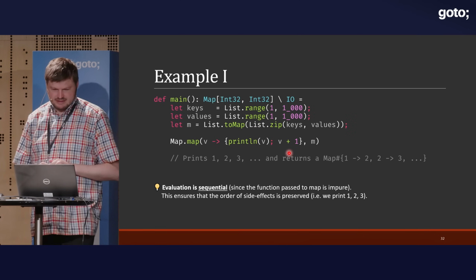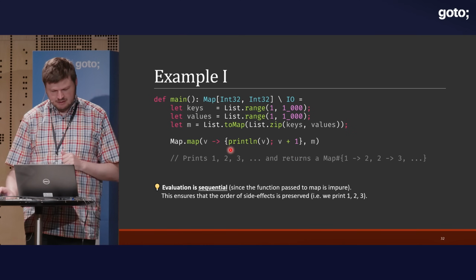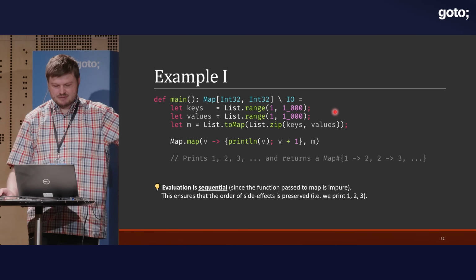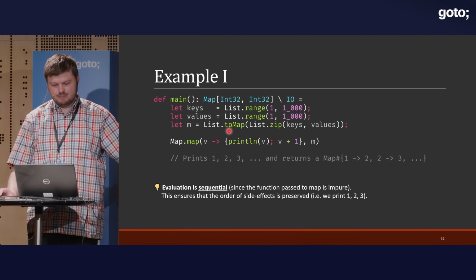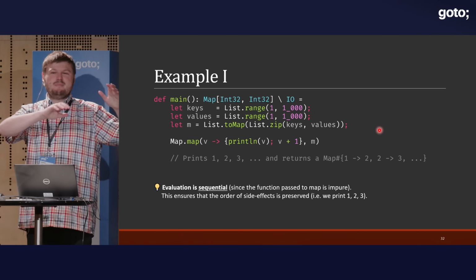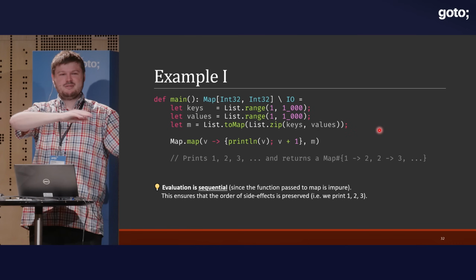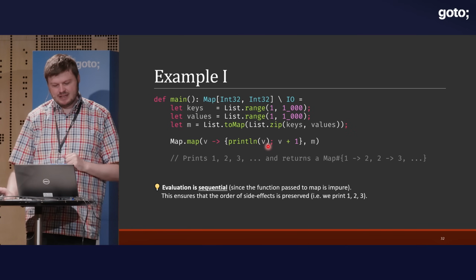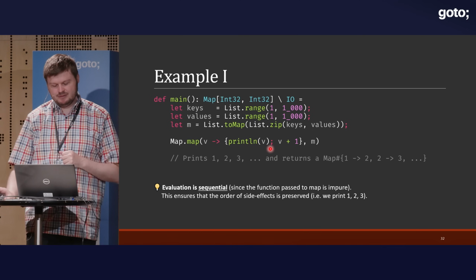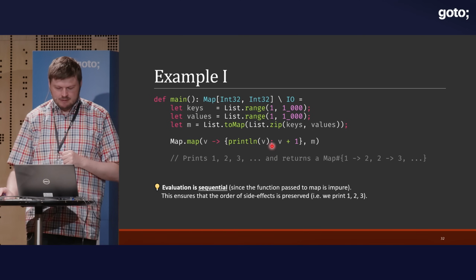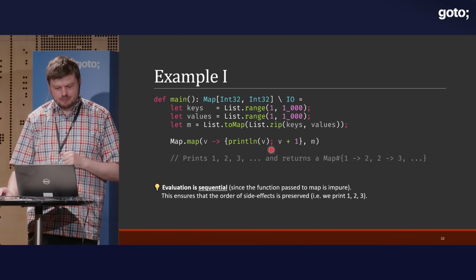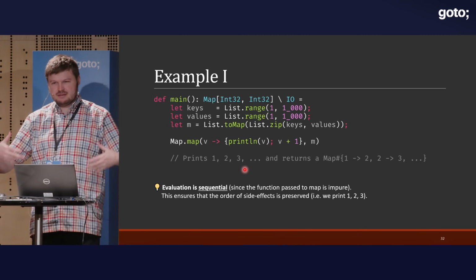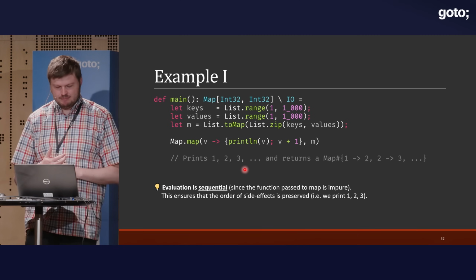Just to give you a small example here, I create some keys, from 1 to 1,000, and some values, 1 to 1,000, and I turn them into a map. So now I have a very boring map. It just maps 1 to 1, 2 to 2, 3 to 3, and so on. Then I change the map by saying I want to increment all the values. But when incrementing them, I'm also going to print them. And because I'm printing, that's a side effect, I have to be very careful, so we shouldn't do anything in parallel.